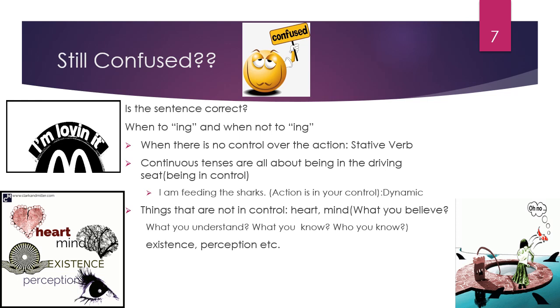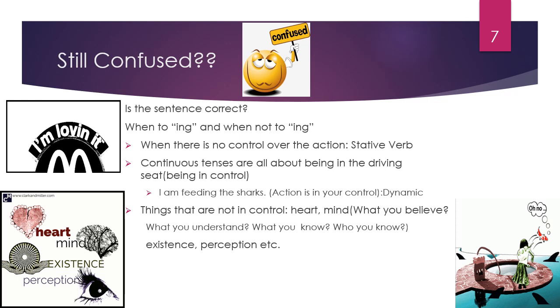Loving, loving. Now love, as we said, is a stative word, but we're using ing with it. So how do we know when we have to use ing and when we don't? That is the most critical question. Whenever there is no control of the doer over the action, we call it a stative verb.